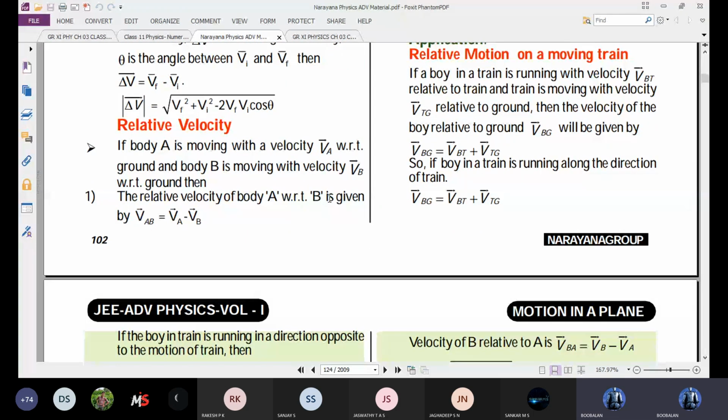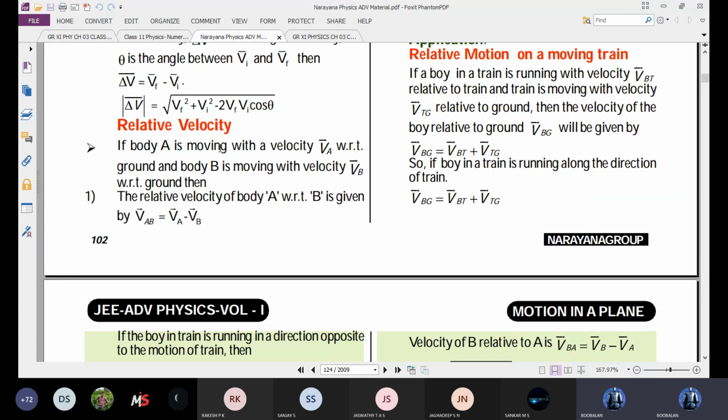Relative velocity. Relative velocity means we should relate one object to another object. Which is going very fast, which is going very slow. So it is a comparison between two bodies or two objects. The first definition: relative means compulsorily we should do it for two objects. So body A, another one body B, otherwise object A, object B.